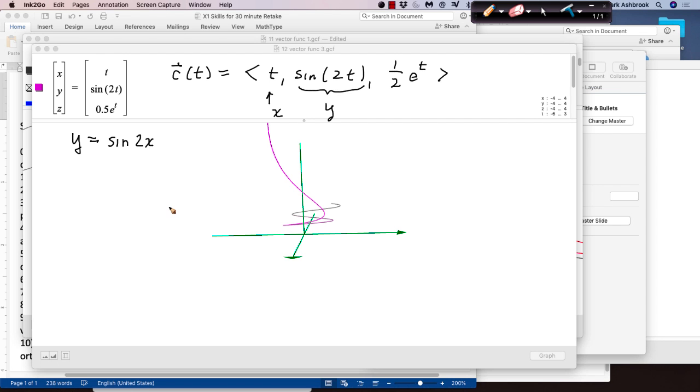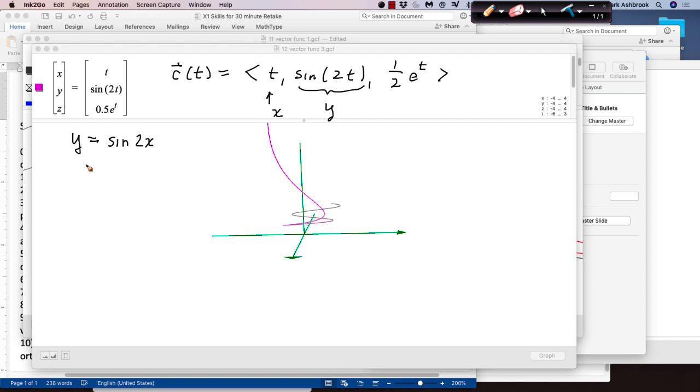And how does this graph in space? If you had y equals sine 2x, what would that graph as? It's a sine wave, yes, right. It has half the period, so it's double the frequency.